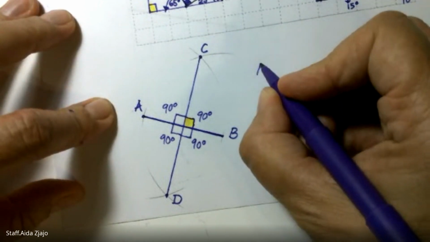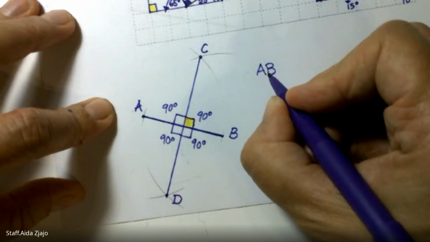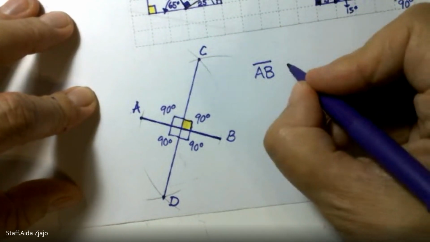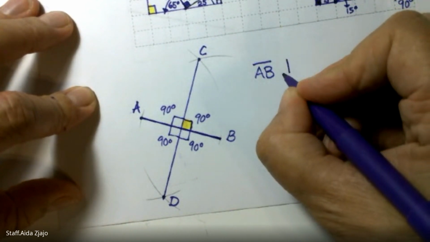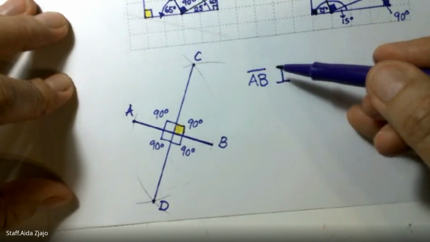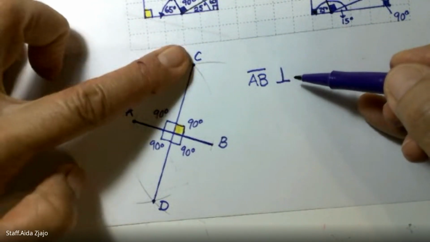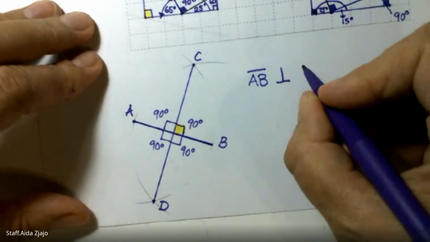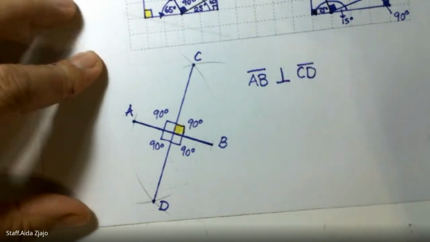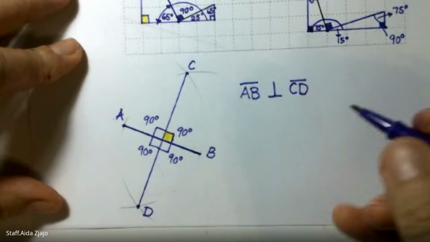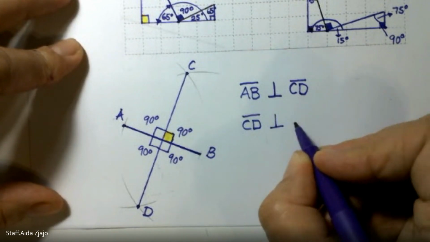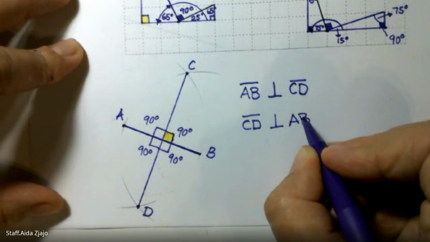So if this is AB line segment, and we use the upside-down T symbol, that is the perpendicular symbol. So AB line segment is perpendicular to CD line segment, or vice versa. It doesn't matter which way you start. You can say CD line segment is perpendicular to AB line segment.